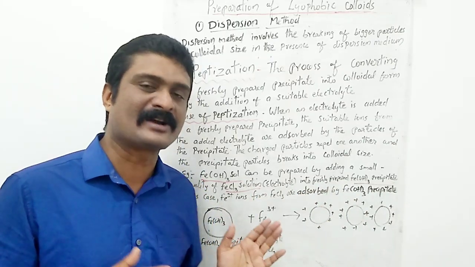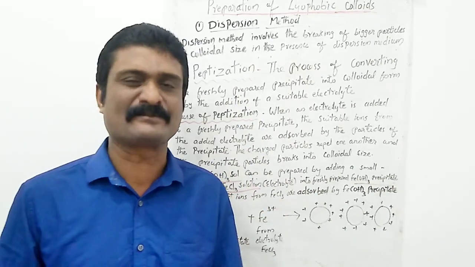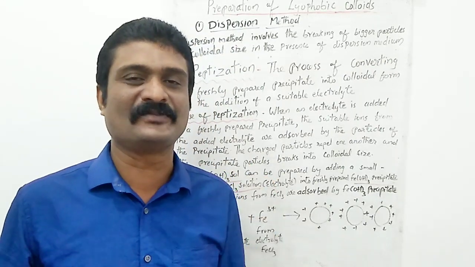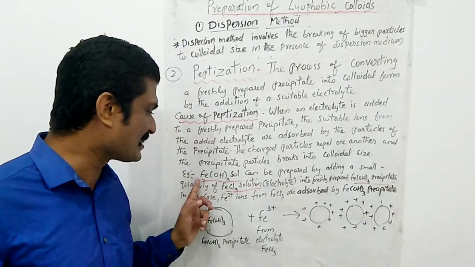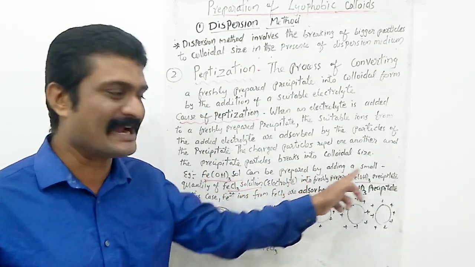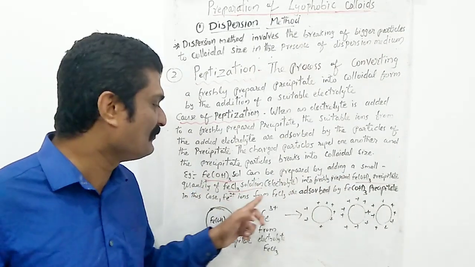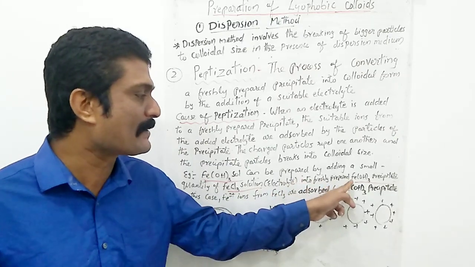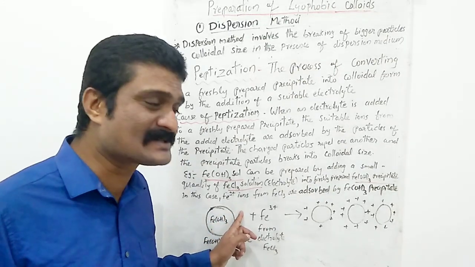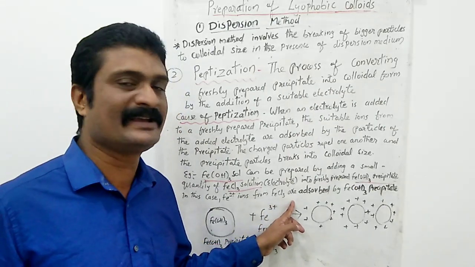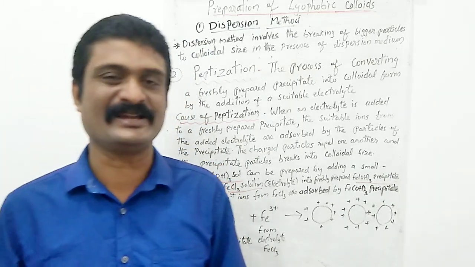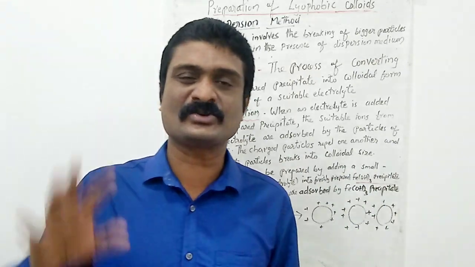That means here we convert freshly prepared ferric hydroxide precipitate into ferric hydroxide sol by the addition of the suitable electrolyte, ferric chloride. Yes, this is an example. Fe(OH)3 sol, ferric hydroxide sol, can be prepared by adding a small quantity of FeCl3 solution electrolyte into freshly prepared Fe(OH)3 precipitate. In this case, Fe3+ ions from FeCl3 are adsorbed by the ferric hydroxide precipitate.